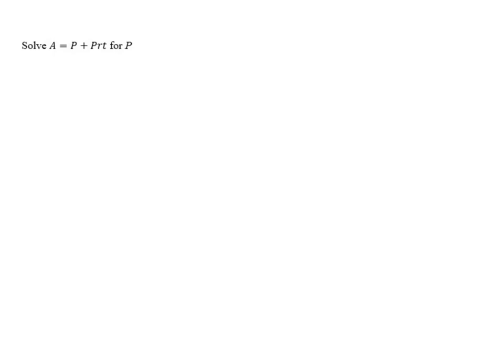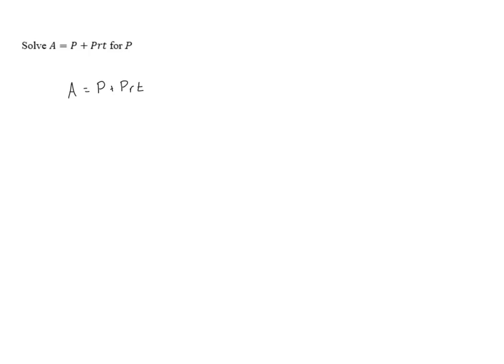Solve A equals P plus PRT for P. Just like the last problem, in this problem, the variable that we're trying to solve for appears more than once. There are two P's in this problem, and so we're going to have to use that factoring trick that we learned before. But the difficulty here is that P is not being multiplied by anything in this first term.